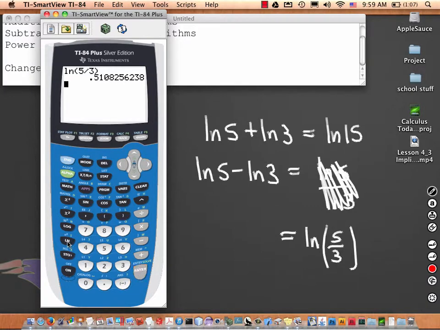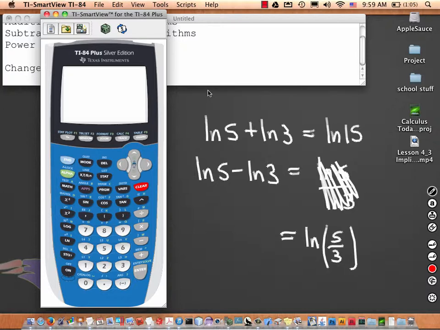Now I take the natural log of 5, and then I divide by the natural log of 3, and I get a completely different real number. So they're not the same. They're totally different. That's going to come with practice, but that's something you're constantly going to be drilled on, too.